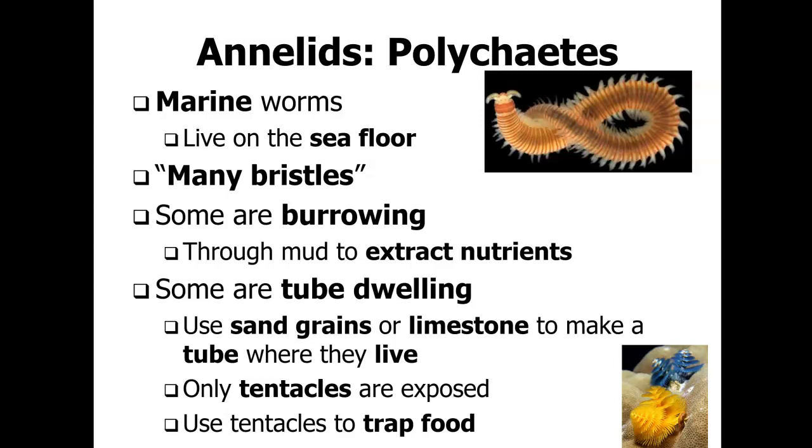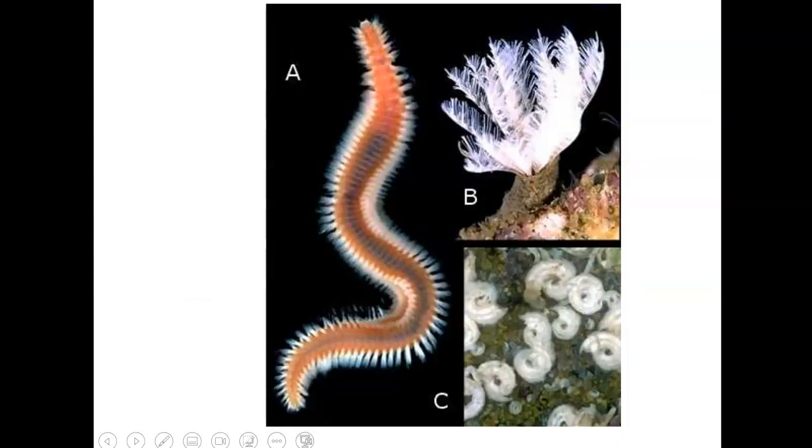Some are going to be burrowing, and so when they burrow through the mud, they're going to extract nutrients from that mud as they're digging. Some are going to be tube dwelling. They're going to use sand grains or limestone to make a tube where they can live, and only tentacles of these are actually going to be exposed, and they're going to use those tentacles to help trap food. All in all, there's going to be about 9,000 species of these. And so here's some examples of polychaetes.